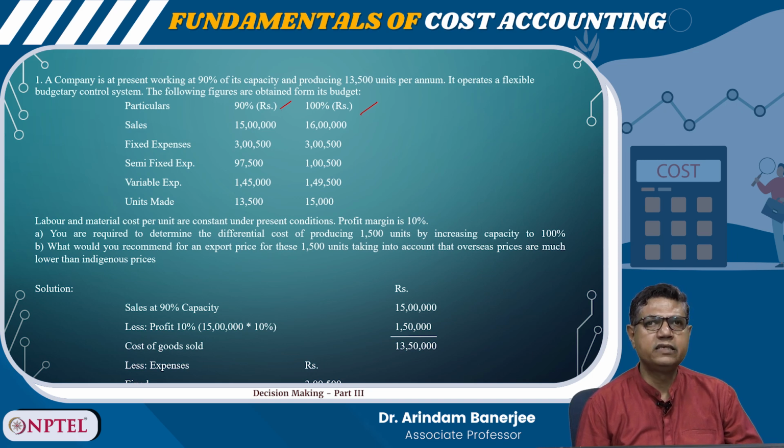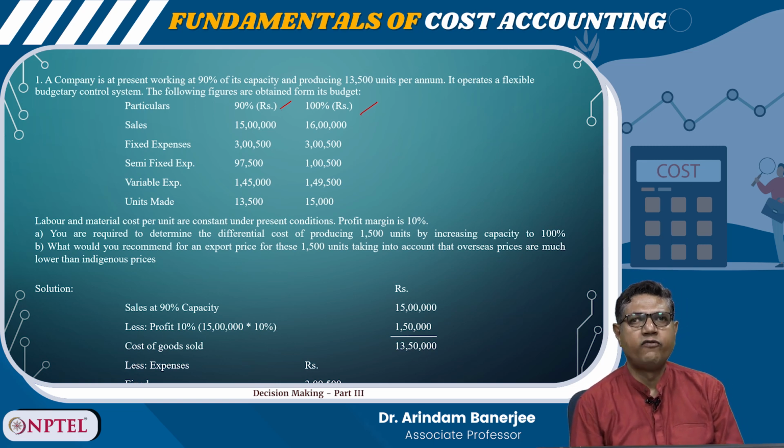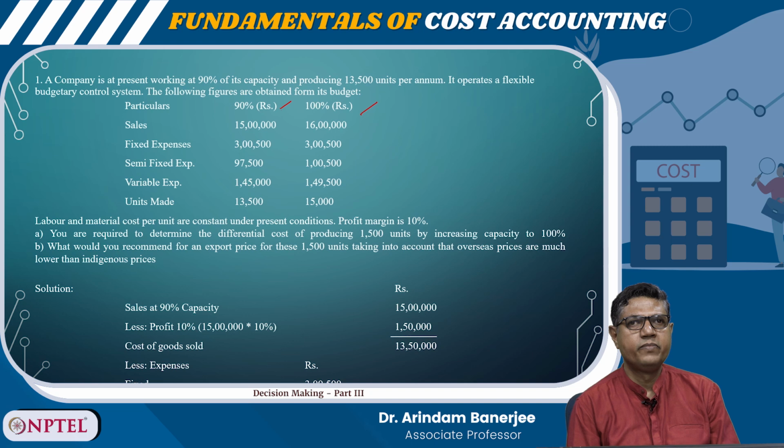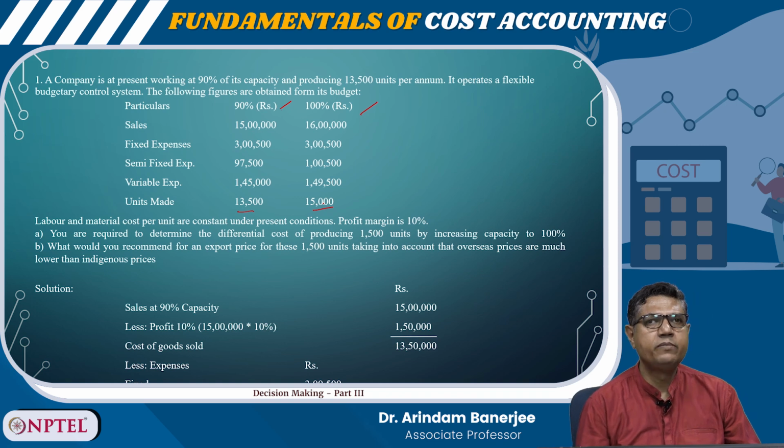Semi fixed expenses 97,500 and 1 lakh 500. Variable expenses 1 lakh 45 and 1 lakh 49,500. Units made 13,500 and 15,000. Labor and material cost per unit are constant under present conditions. Profit margin is 10%. What is the question?